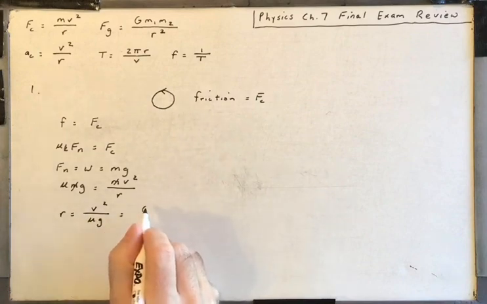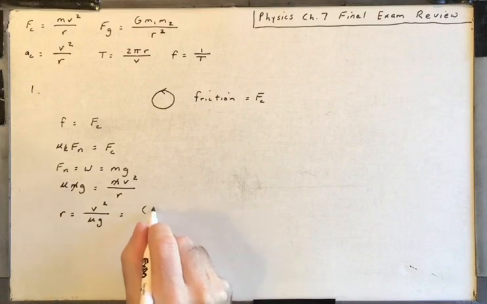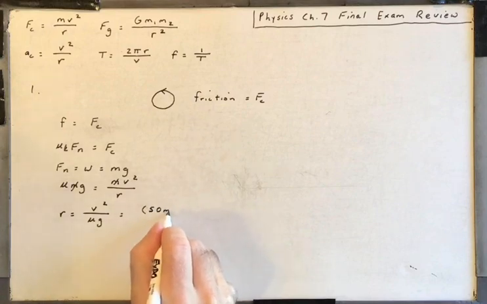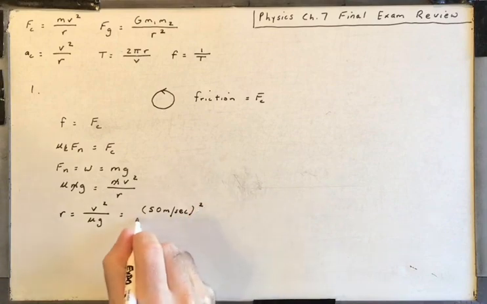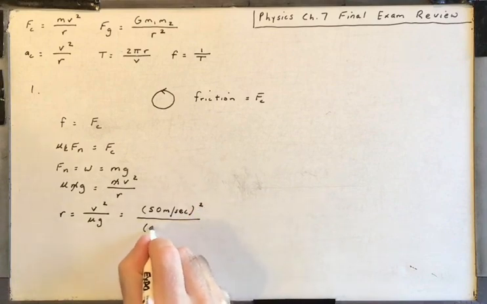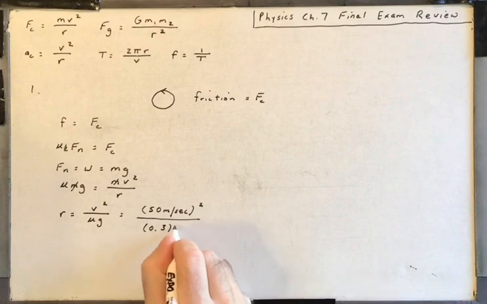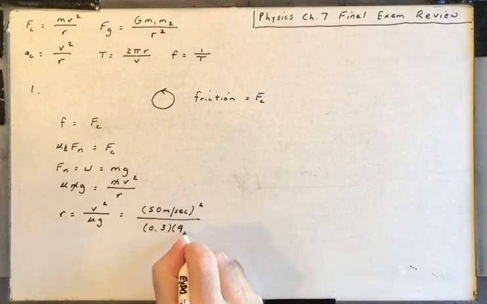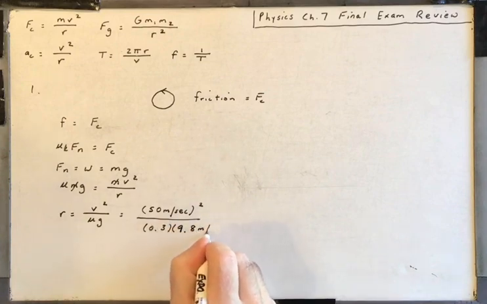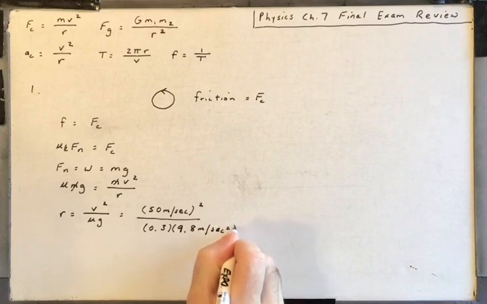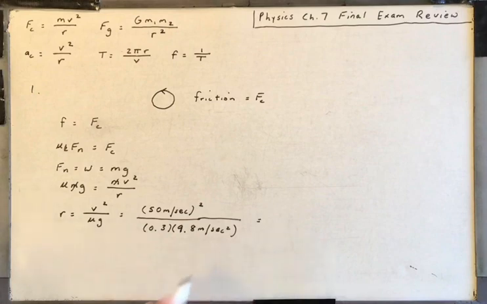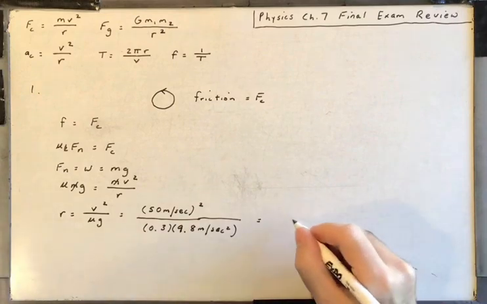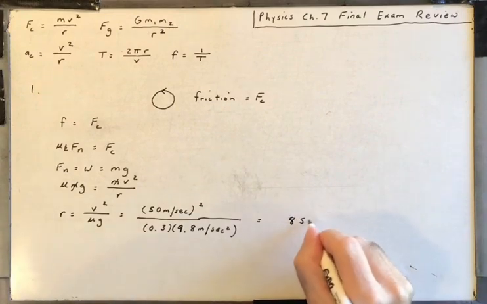All right, the velocity is 50. You can tell I wrote this problem. Nice, easy velocity. Don't forget to square it. Over 0.3. And since we're in meters, it's going to be 9.8. You put that in your calculator and you get 850 meters. That's about half a mile.